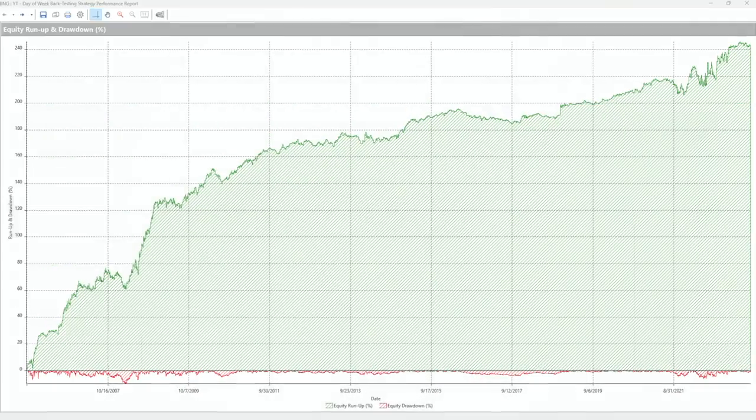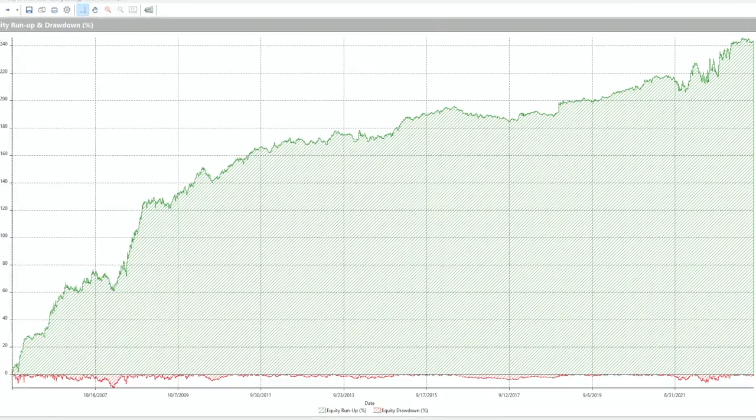Would you like a strategy with an equity curve that looks like this? And would you believe it if I tell you that this strategy is based on a single line of code with zero optimization? Let me start from the beginning.